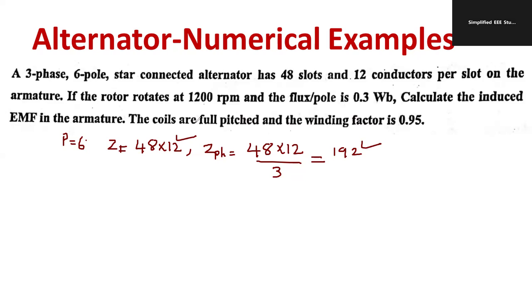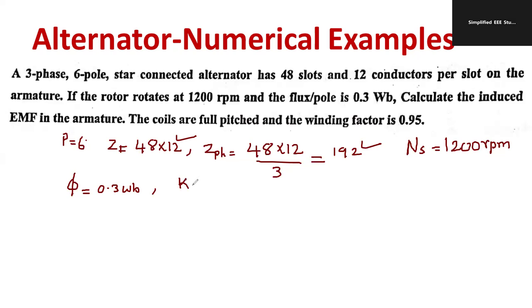If the rotor rotates at 1200 RPM, that means it is the synchronous speed only. Ns equal to 1200 RPM. Kindly note this down. Also the flux per pole is 0.3, so phi is equal to 0.3 Weber. You need to calculate the EMF induced in the armature.